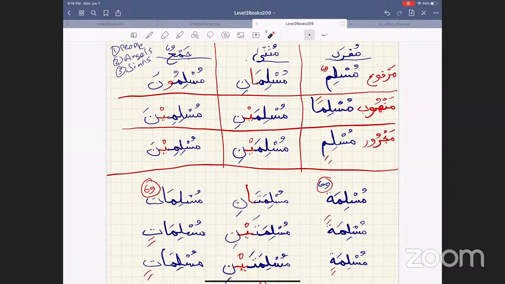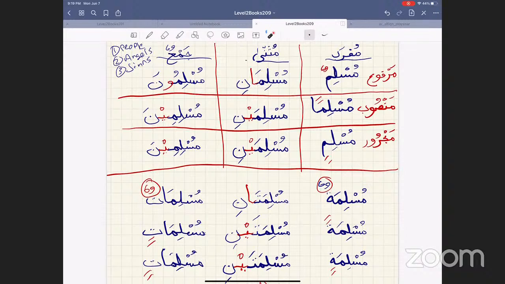Something has to come and make it mansub or majroor. So we say muslimun, the dhamma at the end means it's marfu'. Like for example, when we studied the fi'l, a fi'l has a fa'il. The fa'il, if it's shown, like if we say kataba Muhammadun kitaban, Muhammad wrote a book. Or ja'a Muhammadun, Muhammad came. Or ja'a Zaydun, Zayd came. Zaydun, we would say. So every fa'il is also marfu'. So that's the importance of this, knowing who is marfu' and what are the signs of marfu'.